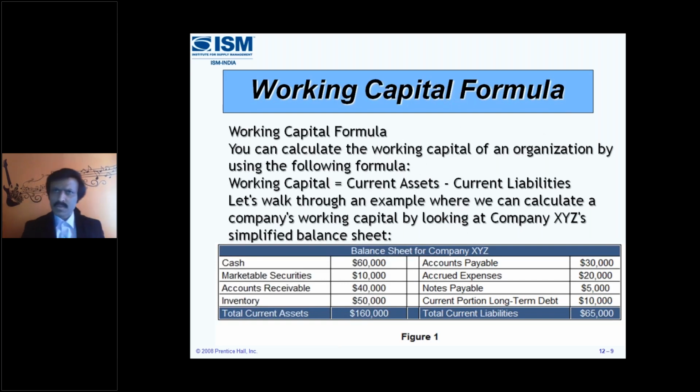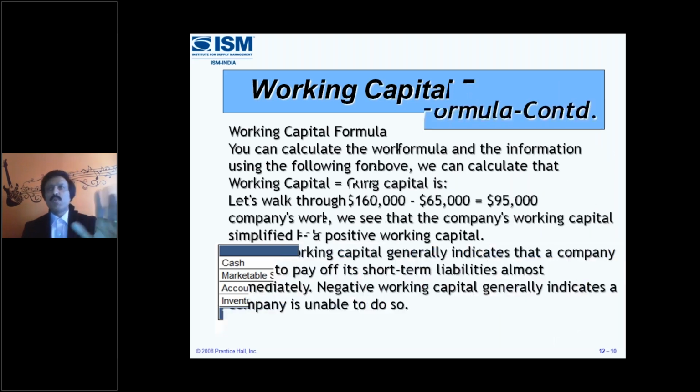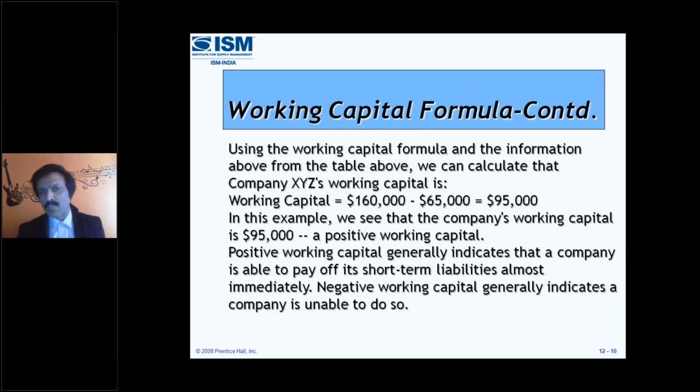First, understand the working capital formula. In simple terms, it is your current assets minus current liabilities. In any balance sheet of a company, on the left hand side you will see current assets, on the right hand side you will see current liabilities. I just put one simple example here, wherein current assets are to the tune of around $1,60,000, and liabilities are around 65,000. So their difference shows the positive working capital in this example.